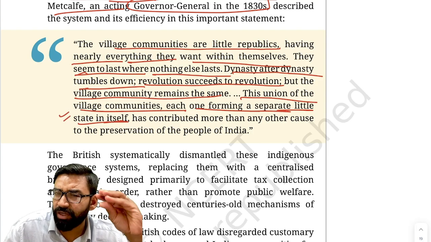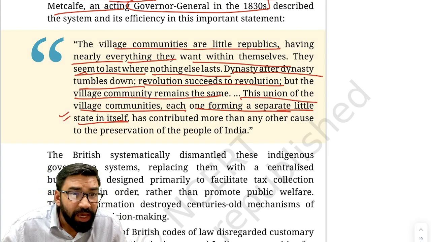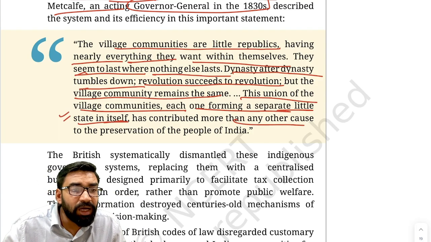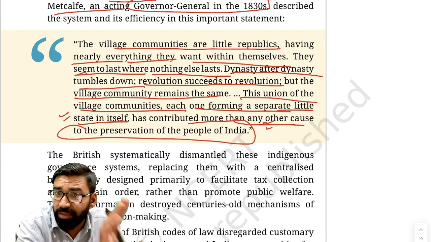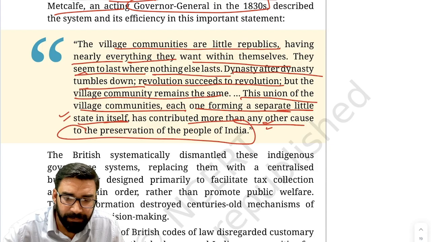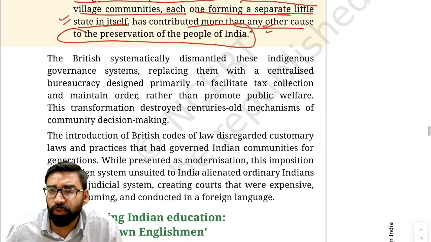Village communities were a very small state in themselves, and they have contributed more than any other cause to the preservation of the people of India. This was mentioned by whom? Charles Metcalfe. Clear? Now, what will be the British approach?